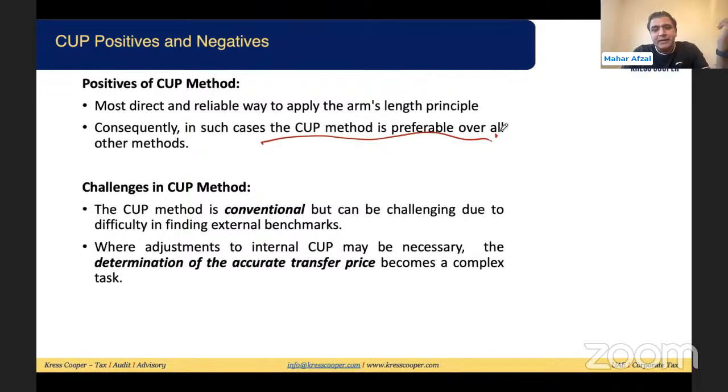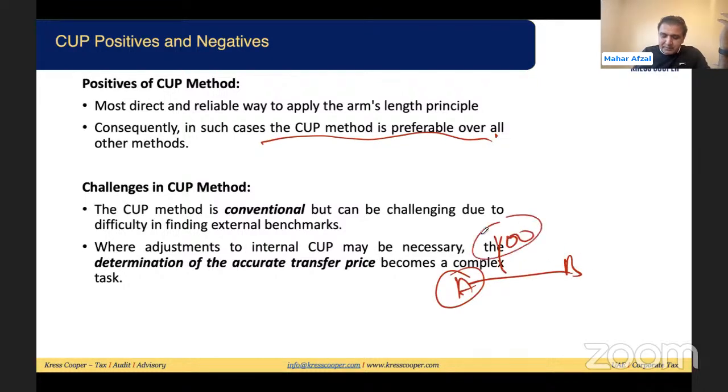What are the challenges basically? Second, if the internal CUP is not available, how will you identify the external CUP? Just think like this: A is selling to B, the price is assumed to be 100, and A is not selling to any other party. If A is not selling to any other party, how will we make sure that the price A is charging to B is the arm's length price? Internal CUP is not available. We need to go and find the external CUP.